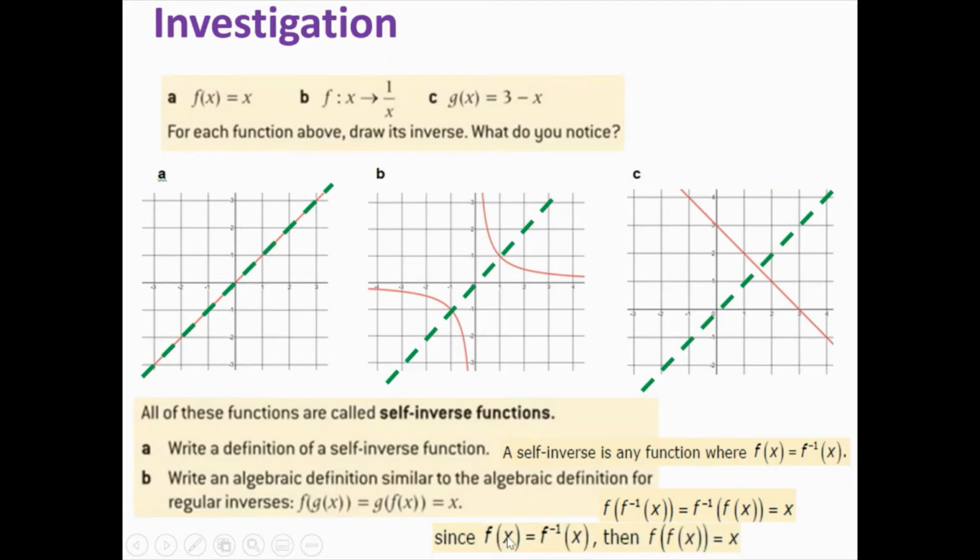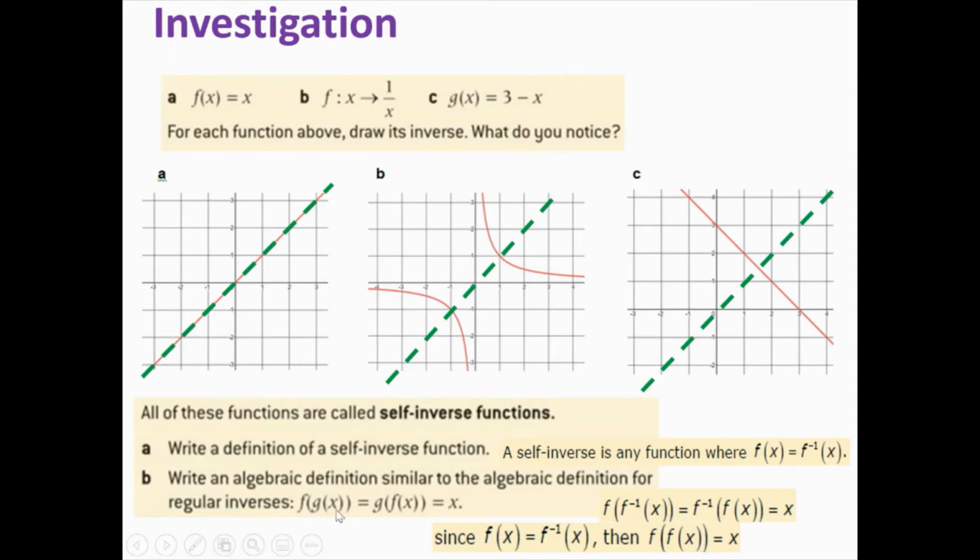This, by the way, can also be simplified a little bit further. Since for self-inverses, we know that f of x is equal to its inverse, rather than writing put the inverse in here, we can just say put the function into itself. So with self-inverses, and let's remember this, when you put the function into itself, you will get the result x. And that is the big key rule for self-inverses.